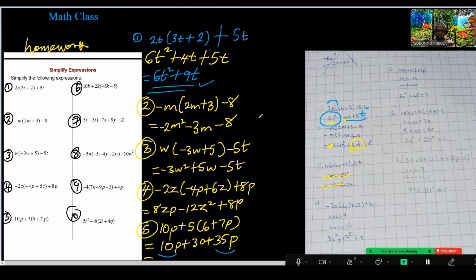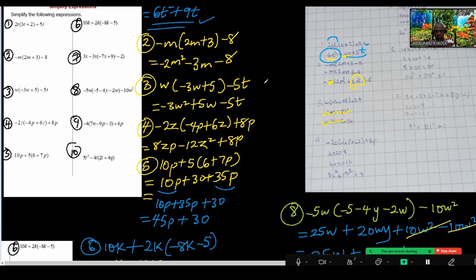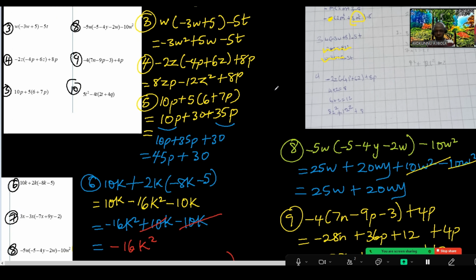3 times w equals minus w squared plus times 5w equals 5w minus 5t. That's it. And because they are not like terms, that becomes our answer, right? I guess so. Okay, so explain number 4 so that we can move on and finish up. 2z brackets minus 4p plus 4 times 2 equals 8, 6 times 2 equals 12 squared plus 8p, and we can't do anything to them; they are not the same. What about number 5?